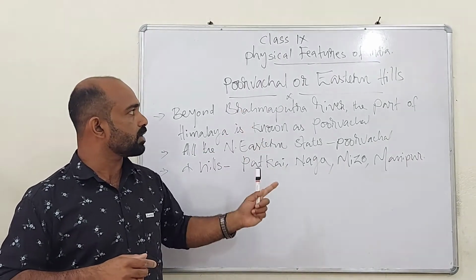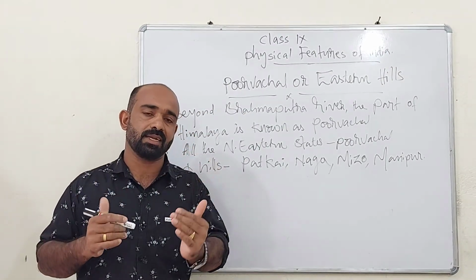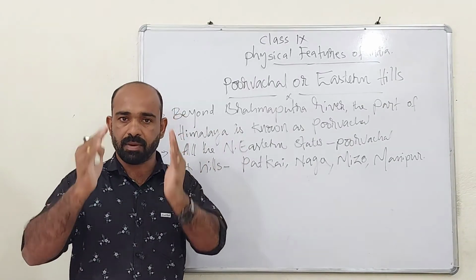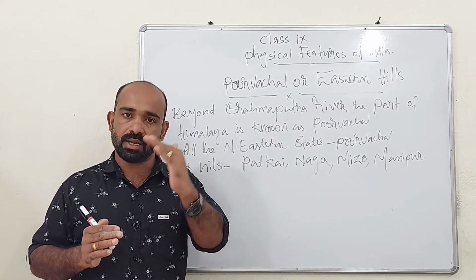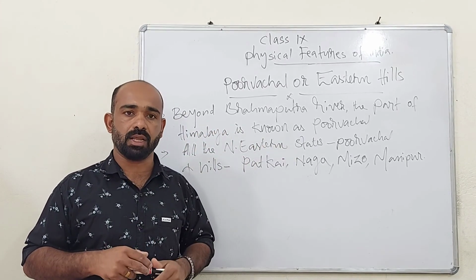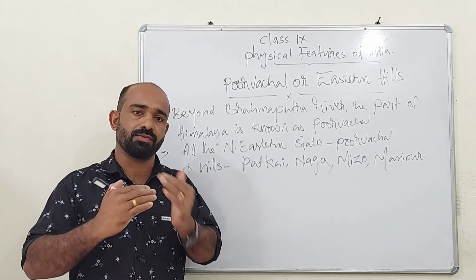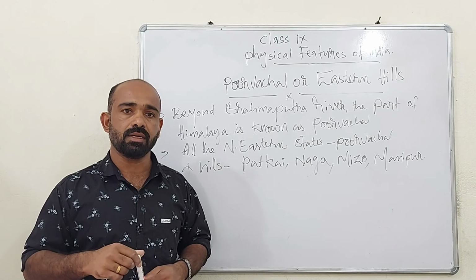All of you listen carefully and read this section very thoroughly. Today we have studied the Himalayan mountain ranges: Himadri, Shivalik, Lesser Himalaya, Purvachal, and the divisions of the Himalaya on the basis of region from west to east. You have to read these sections very thoroughly and understand the topic.